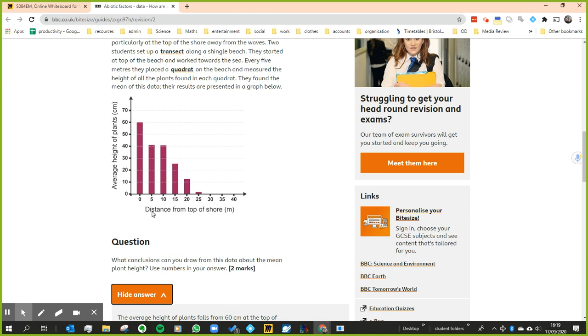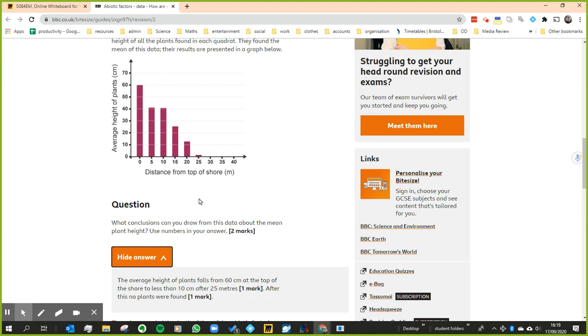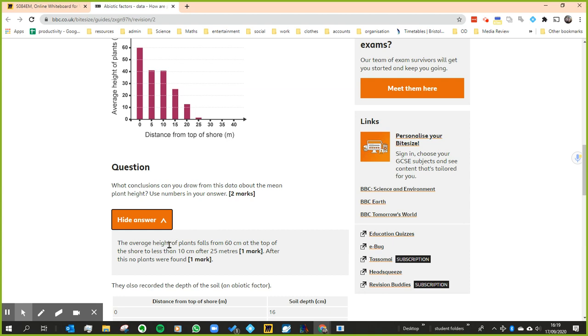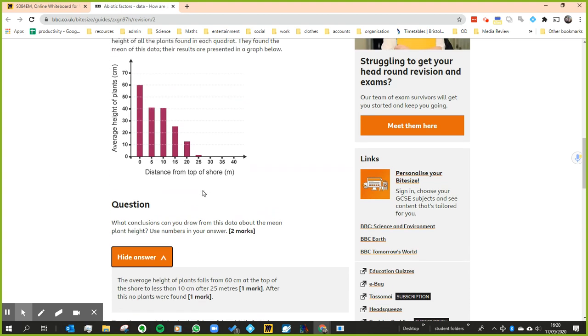You can see that as you get away from the shore, the average height drops. But what they actually want you to say in here is not just that it drops, but to give some numbers. So it drops from 60 to near 0 as you go from 0 to 25, and then after 25 meters there are no plants found. Sorry, I said less than 10 centimeters there. So that would be an example question.